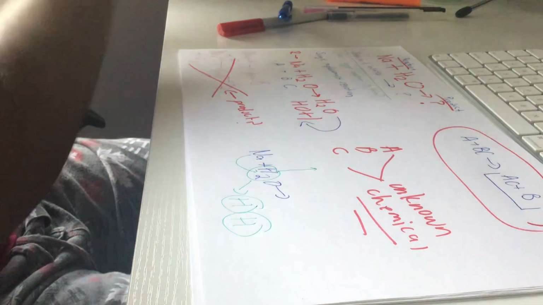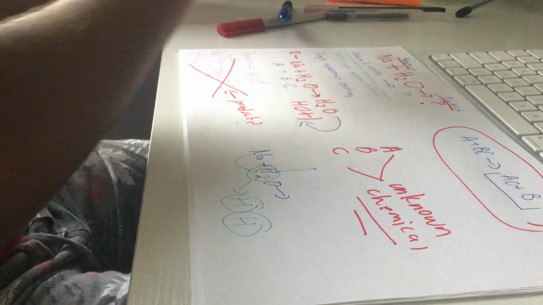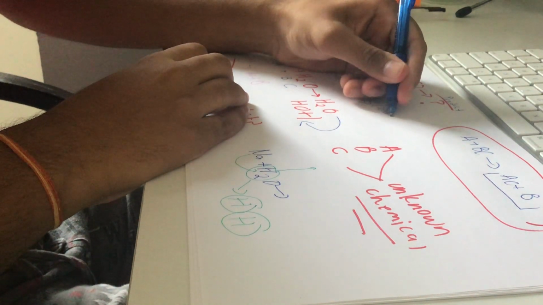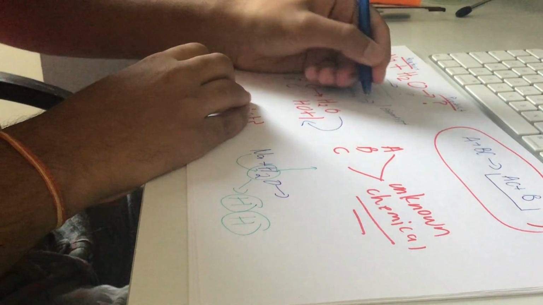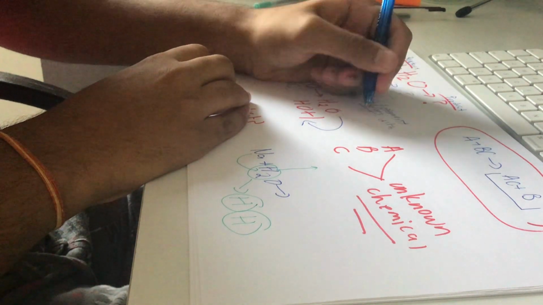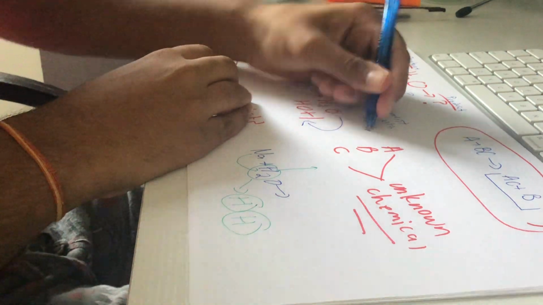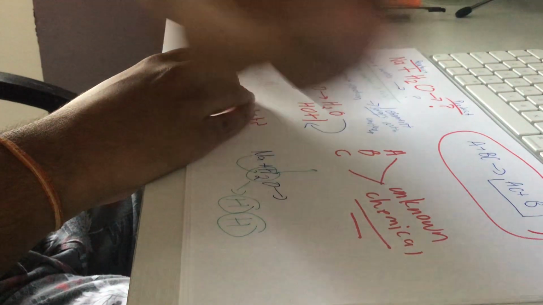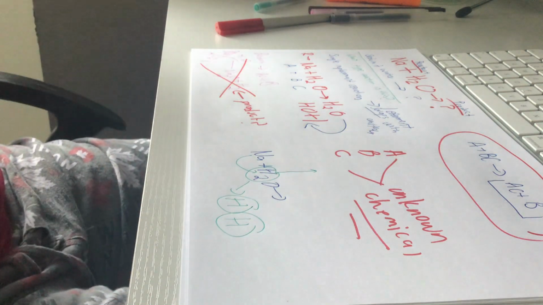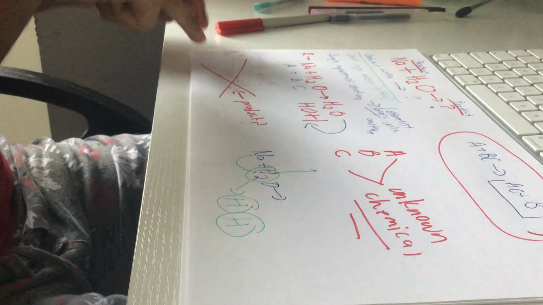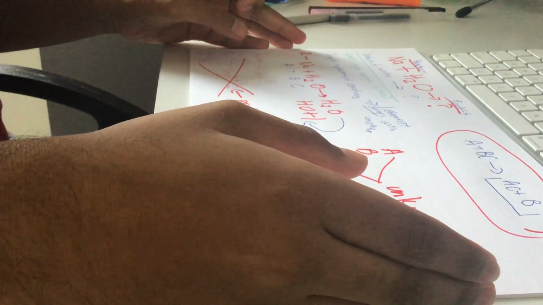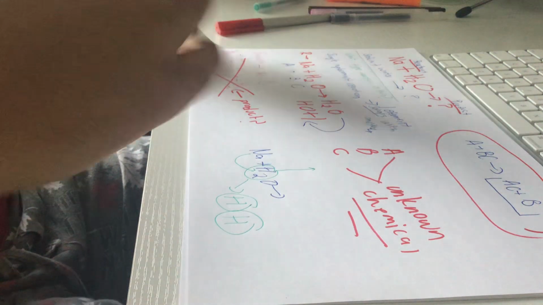But in a single replacement reaction, one element swaps with another. So it's one element, one singular element that swaps with another element. This means that this product that we wrote is completely incorrect. Why? Well, let's look here.